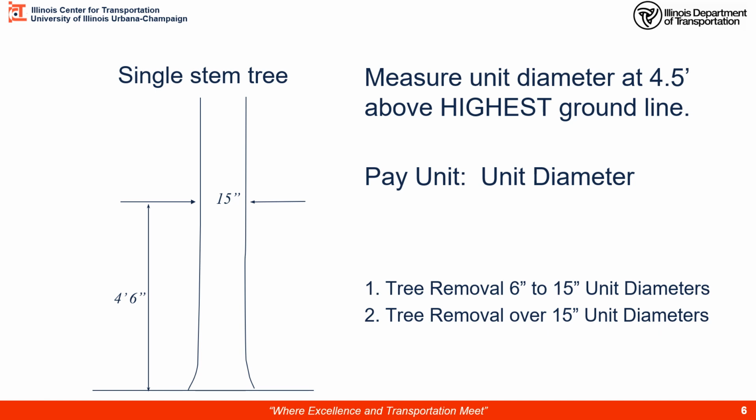Then we're going to break our diameters into two groupings, 6 to 15 unit diameters, and then over 15 unit diameters. Anything below 6 is considered clearing, and there may be many trees on your project that are just under that 6 inches. They are not considered in the unit diameters of tree removal. Only 6 to 15 and over 15 are considered.